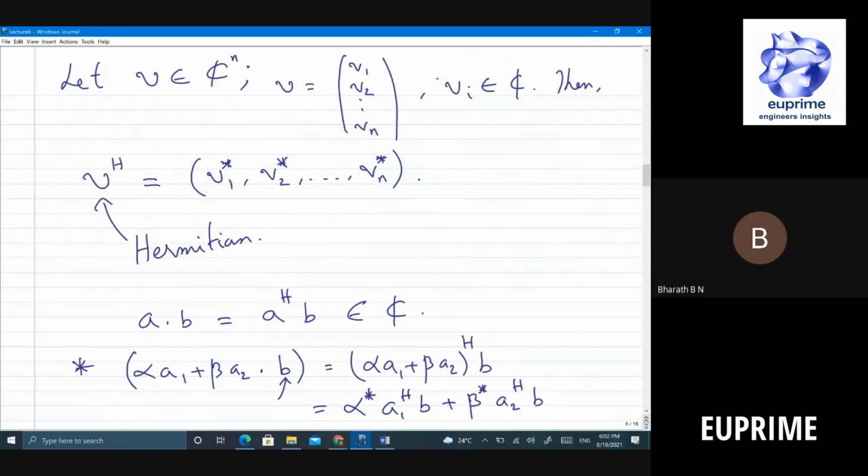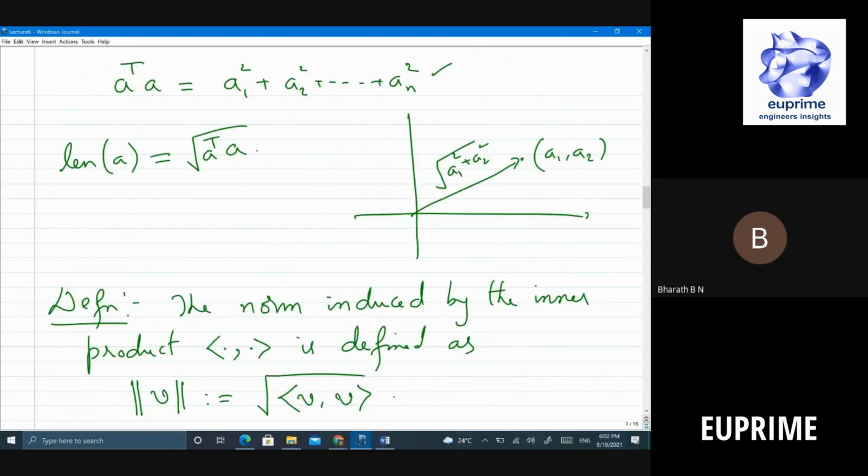Okay, so then we looked at what is called the induced norm, right? For example, if you look at A transpose A, that gives me the Euclidean length squared, right? So similarly, if you take any inner product of a vector with itself and take the square root, that should induce what is called a norm, right? So this is the norm induced by the inner product. So that's what we looked at.